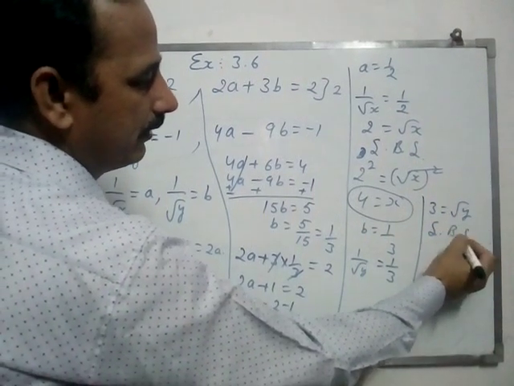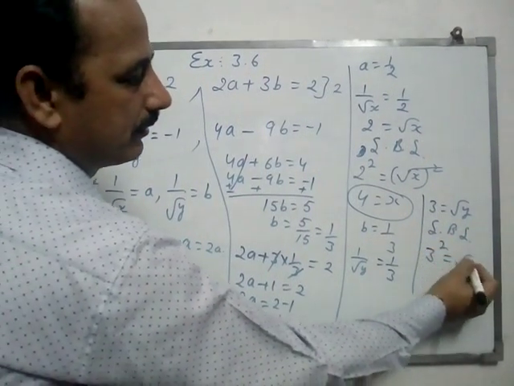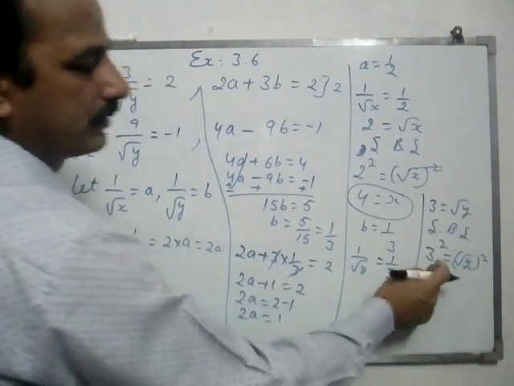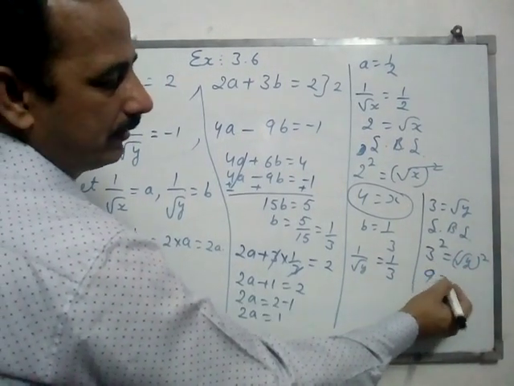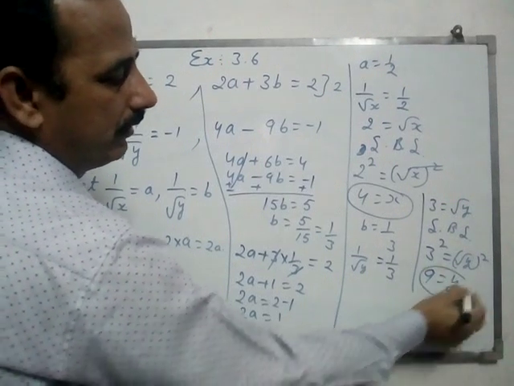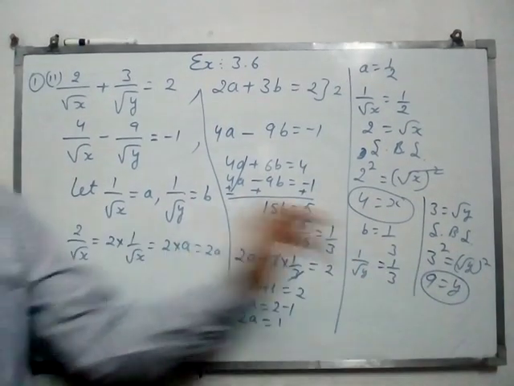Squaring both sides again. So square of 3 equal to square of y. So 9 equal to y. Right? So in such a way we find the value of x and y.